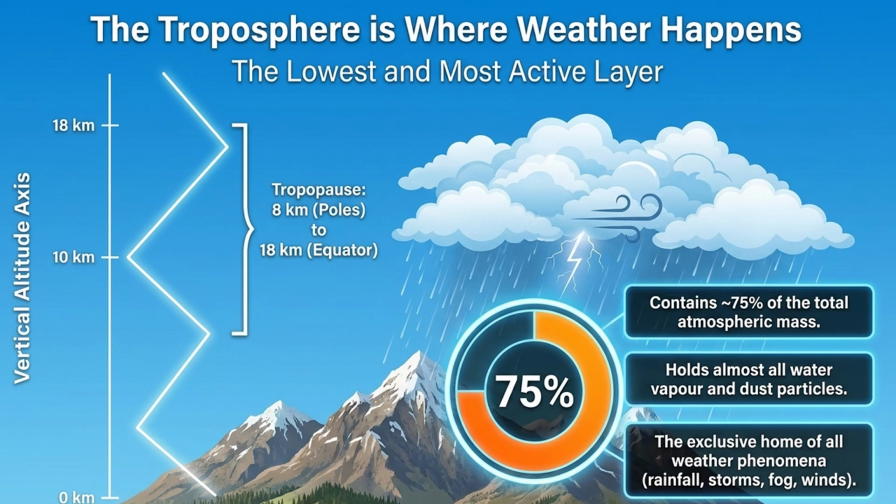Most importantly, the troposphere is the layer where almost all weather phenomena occur. For example, cloud formation, rainfall, thunderstorms, fog and winds mainly take place in this layer. So whenever we experience a rainy day, a thunderstorm or strong wind, we are observing atmospheric processes that occur mainly within the troposphere. That is why the troposphere is often called the weather-making layer of the atmosphere.